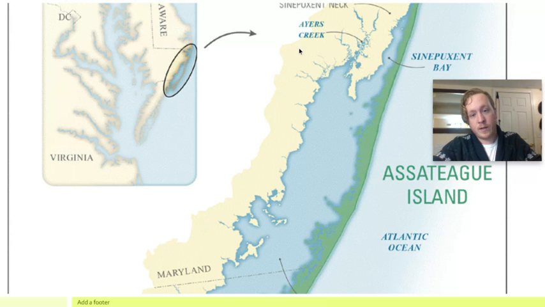Then this is the coast of Maryland, the actual coast, the Eastern Shore. Down here, you have Virginia. So this little line right here is the border between the two states. North of this is Maryland, south of this is Virginia.